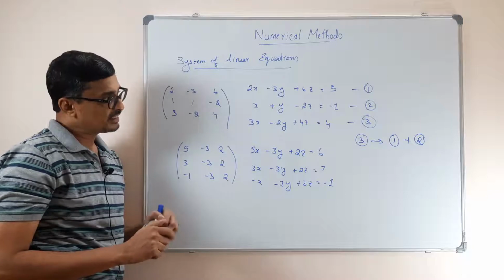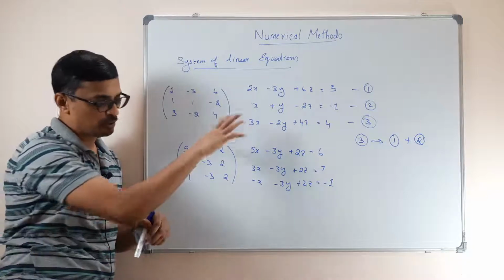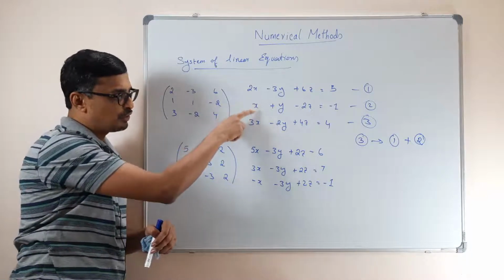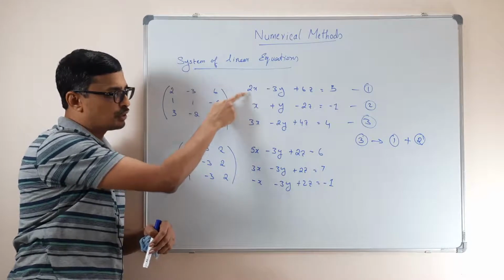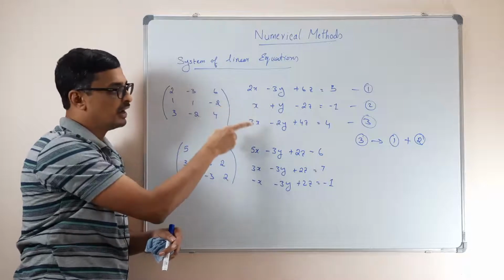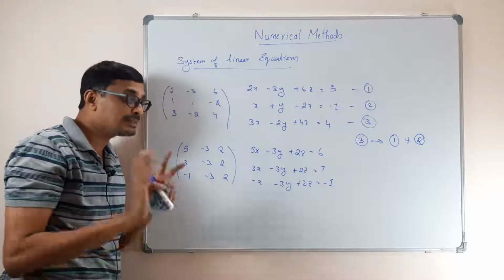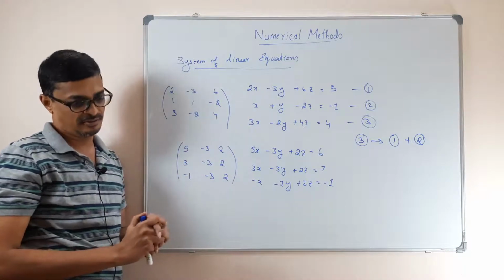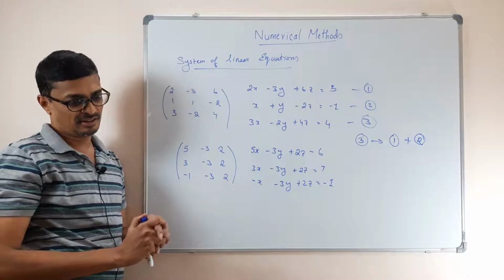Interestingly, if you tried it, the moment you try to eliminate, for example, x from these two equations and x from these two equations, you will end up with the same two equations. Am I right? Correct?